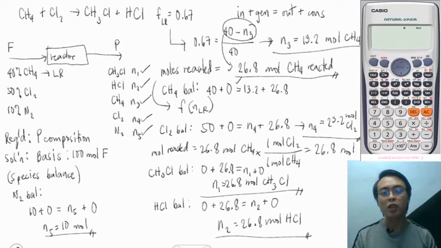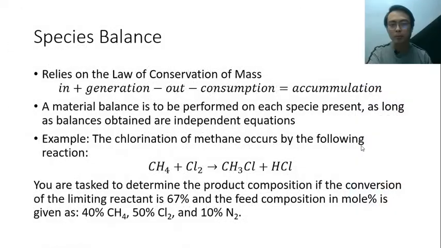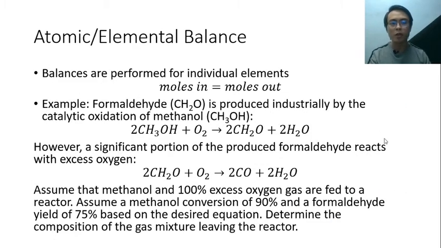Okay, so if you're given the balanced equation, you could either use the extent of reaction method or the species balance method. If you're not given the chemical reaction, you can use our next method, the atomic or the elemental balance method. I think this is the easiest way to perform a balance on such problems, no? Because if you're not given a chemical reaction, you can still use this. So let me show you.